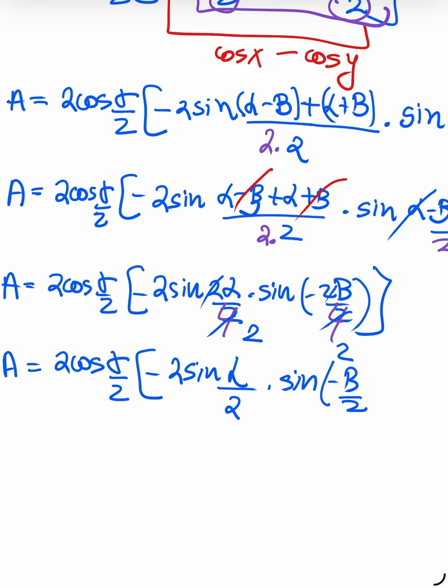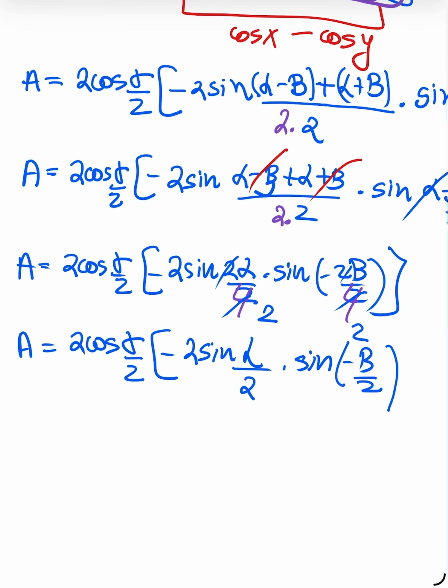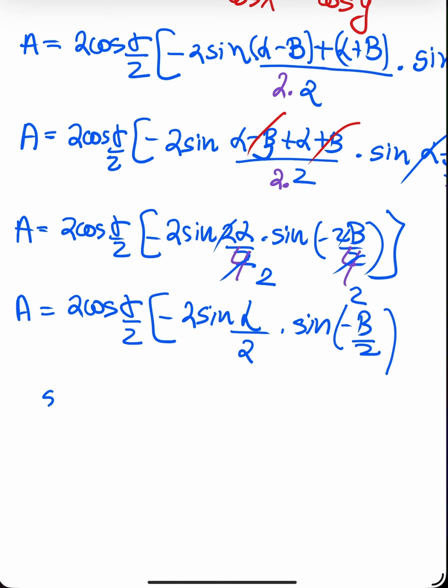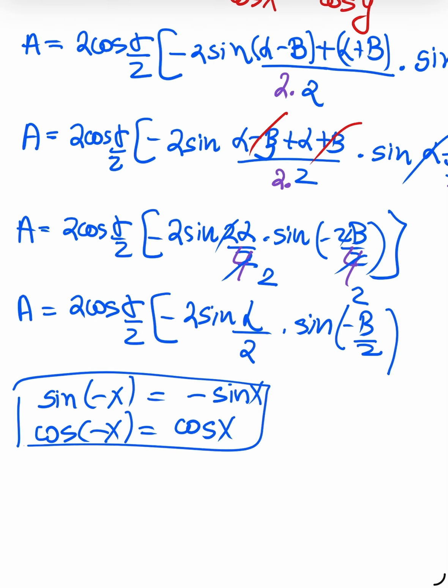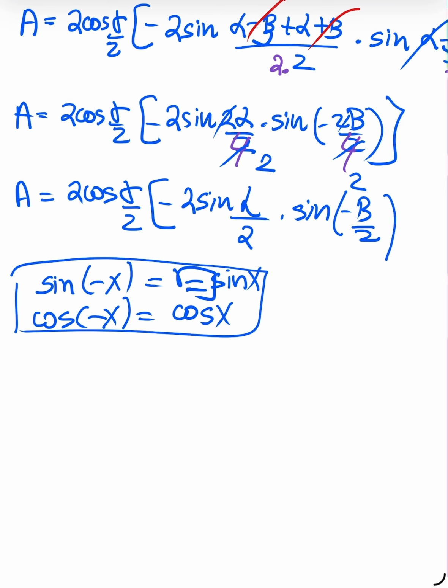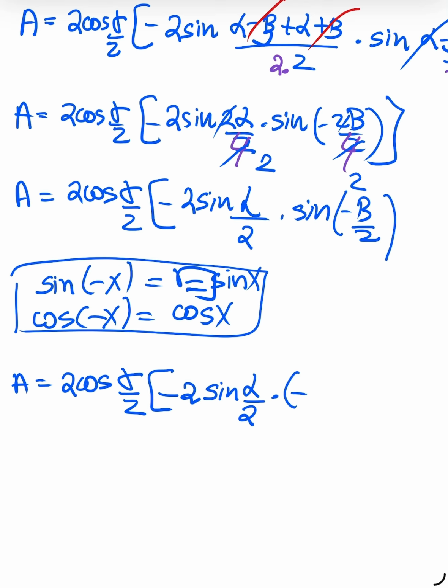Of course, you know that sine is an odd function. So sine of minus x is equal to minus sine x. While if we have cosine of minus something, it's always cosine of this thing, without the need to put the minus sign in front. Here it's an important property that you should know: sine is an odd function and cosine is an even function. So we have A is equal to 2 cosine gamma divided by 2 times minus 2 sine alpha divided by 2 times minus sine of beta divided by 2.